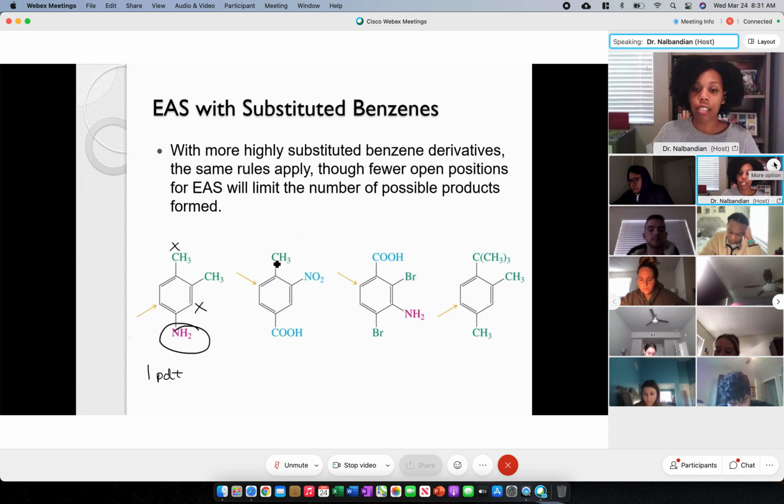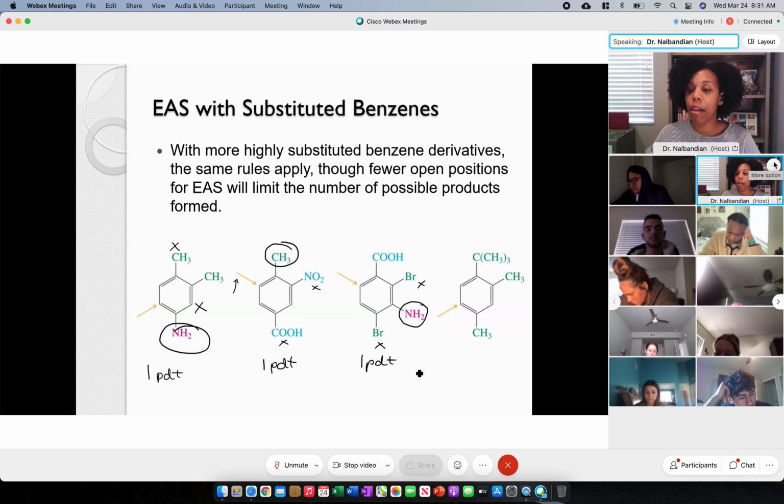What's our strongest activator here? The methyl. We can't react here at this ortho, we can't react here at the para, but we can do this ortho. So, again, we only get one product possible here. Strongest activator in this case, again, the nitrogen. Ortho, ortho, both blocked. So the only thing that we can do is add something into the para position.